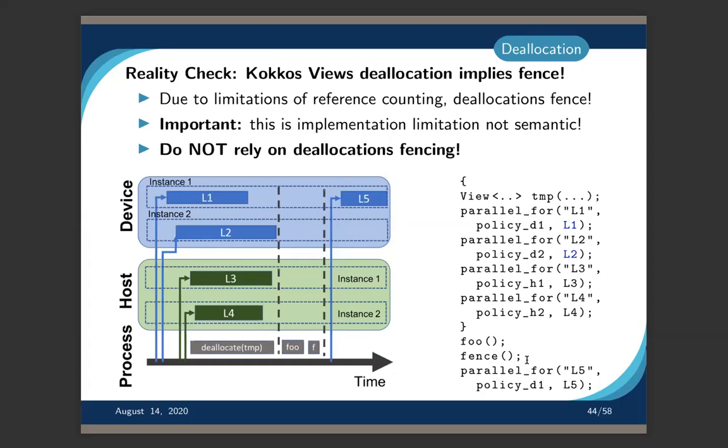But again, as with most host backends, which are actually blocking, it's something to know about if you optimize performance. So what happens in this case is I have a scope here, and I create a view inside here, which means when it goes out of scope here, it goes away, right? And maybe L1, L2, L3, or L4 use temp. But at this point, because temp goes out of scope, it deallocates and implies a full fence. Everything waits before foo executes.